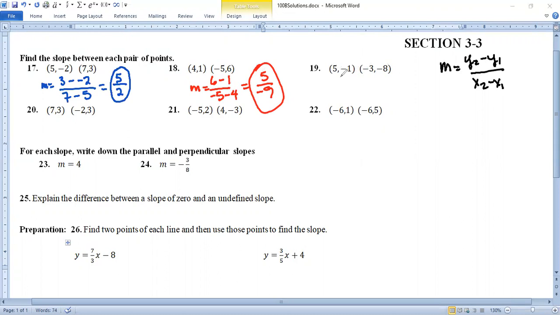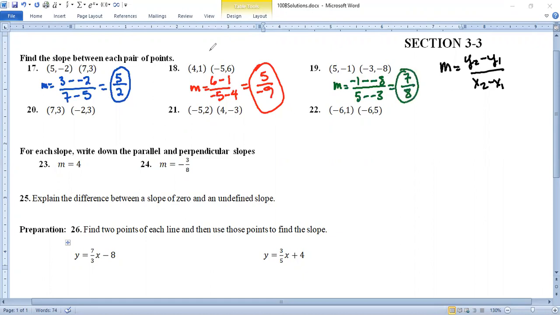The next one is number 19. Let's subtract it this way: -1 minus the -8. Remember, you're subtracting these two numbers. If you're subtracting a negative, it'll eventually turn out to a positive, but you're always subtracting whatever is written there. -1 minus a -8 over 5 minus a -3. This gives us -1 plus 8, which is 7, over 5 minus a -3, which is 5 plus 3, which is 8.